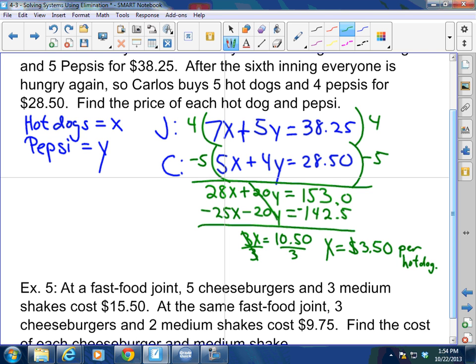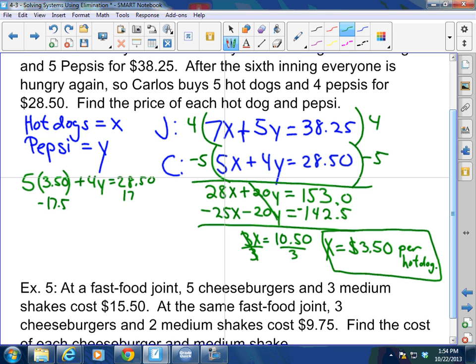Now, that's great. Awesome, Mr. Morrow. How on earth do I find now what my Pepsi costs? Plug it in, exactly. So I'm going to put it into the bottom one. 5 times 3.50 plus 4y equals 28.50. That's 17.50, right? 17.50, so I'm going to subtract 17.50 from both sides.